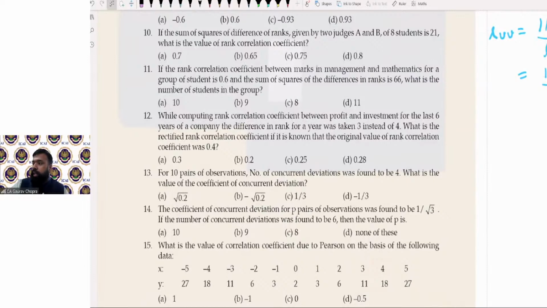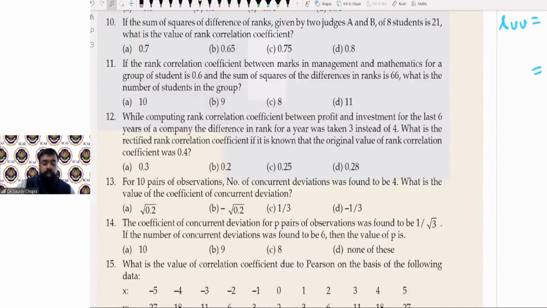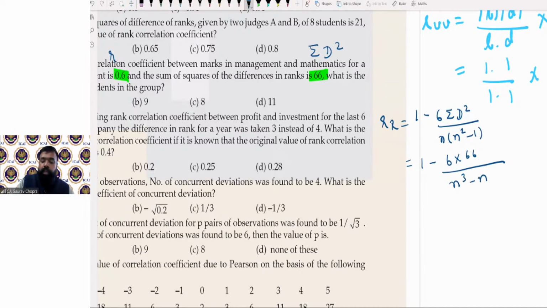Then Vidisha is asking question number 11। Okay, in question number 11 it says if the rank correlation coefficient between the marks in management and mathematics for a group of students is 0.6, so this is the correlation coefficient। Sum of square of difference in rank, this is sigma d square। So r is given and sigma d square is given। Find the number of students in the group। So here we can use the formula 1 minus 6 sigma d square upon n into n square minus 1। This is the formula। So 1 minus 6 into 66 upon n cube minus n। In place of r, you can write 0.6। Now let us simplify.